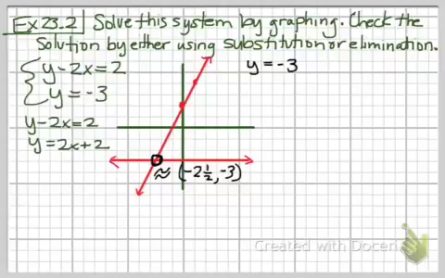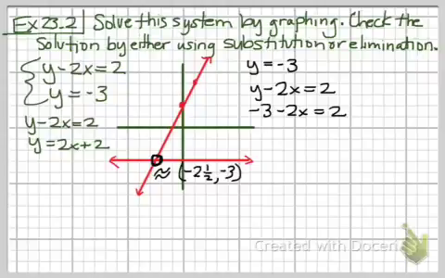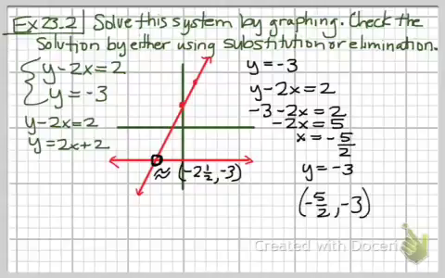So we are going to go back and check. And we'll check using substitution. Since y is equal to -3, we can just plug that in to y minus 2x equals 2. So you get -3 minus 2x equals 2. Add 3 to both sides. -2x equals 5. So x equals -5/2. We already know that y equals -3, so our solution is (-5/2, -3).